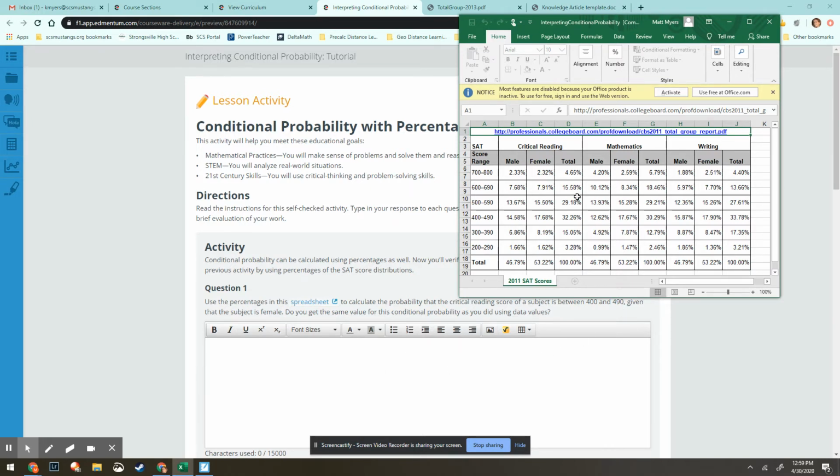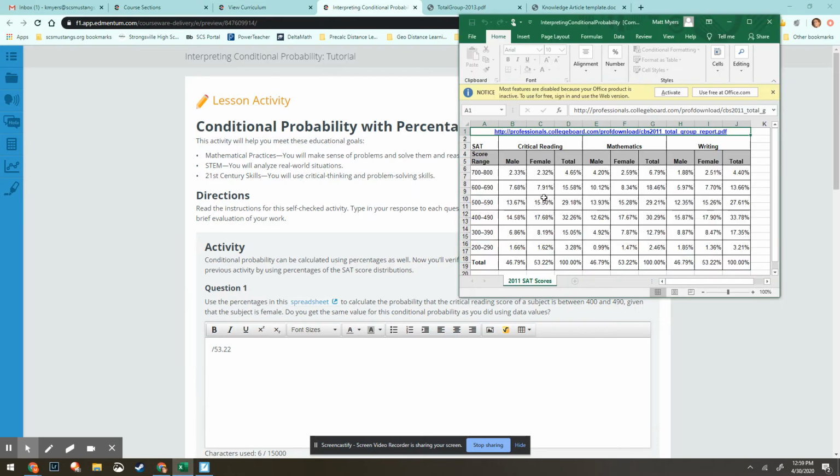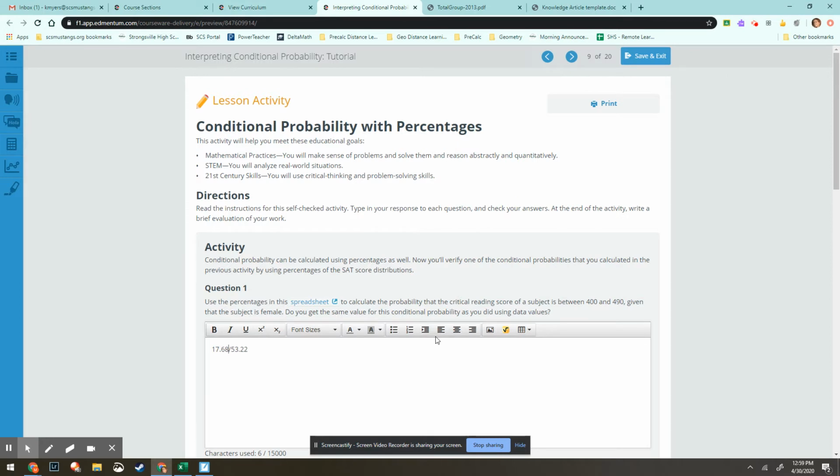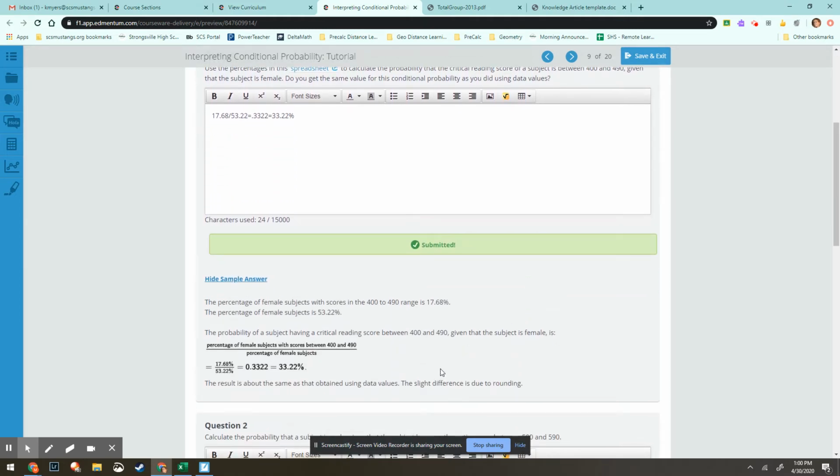Okay, so what I want to do is first of all figure out the total percentages of females, which if you look here in each of these total columns for female, it's 53.22. So I'm going to write that as 53.22. That's my denominator. And then I want to know what percentage of females had a critical reading score between 400 and 490, which is 17.68. So you're going to divide those two. When you divide them, you get 0.3322, which is the same thing as 33.22%. Okay, so let's submit that.